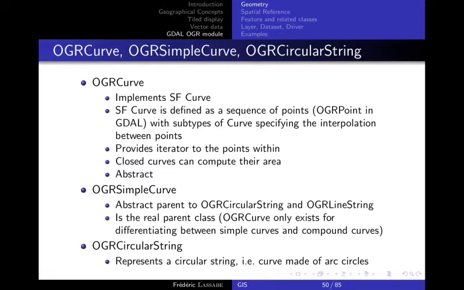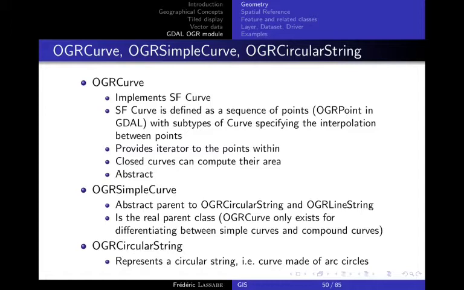Then OGR curve, OGR simple curve, OGR circular string. The OGR curve implements the simple features curve, which is defined as a sequence of points, so OGR points in GDAL, with subtypes of curve specifying the interpolation between points. So it also provides an iterator to the points within, and a closed curve can compute its area.